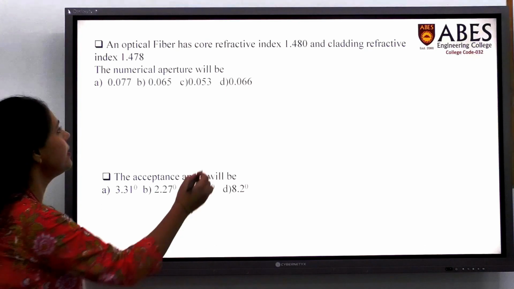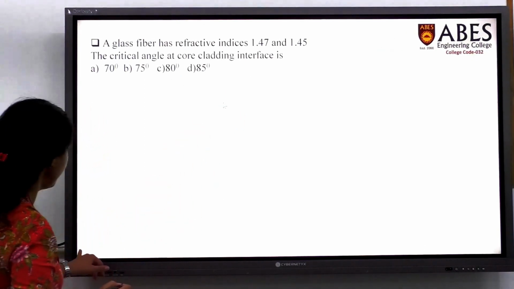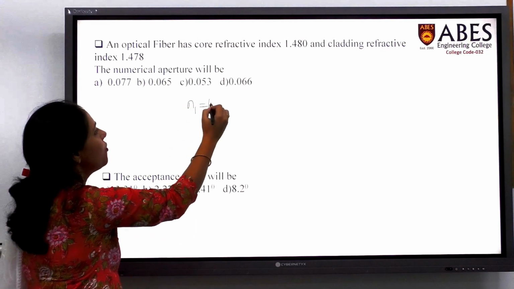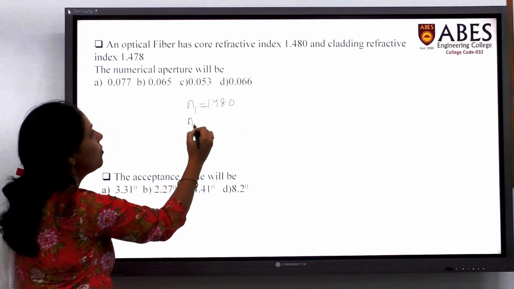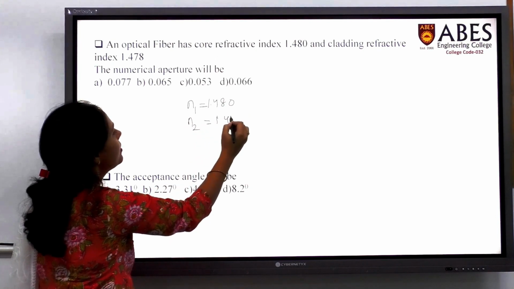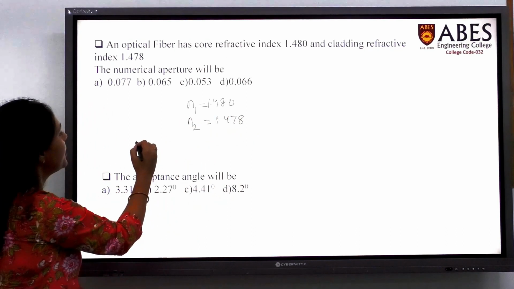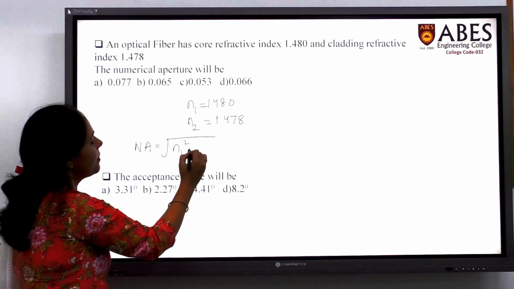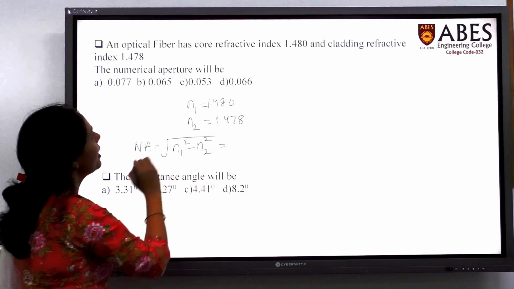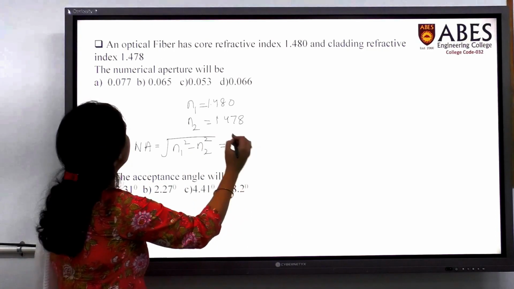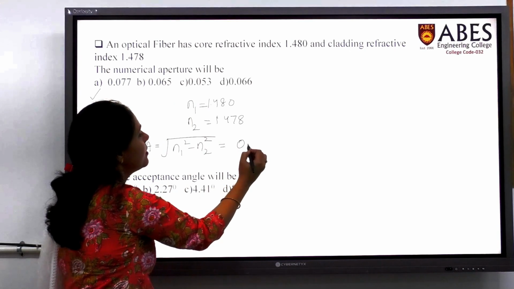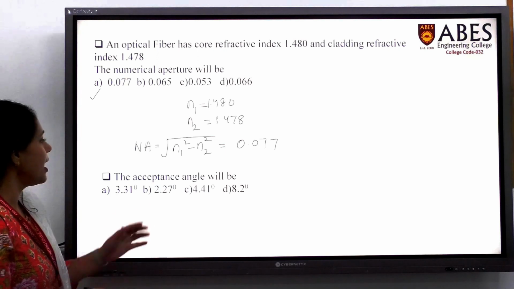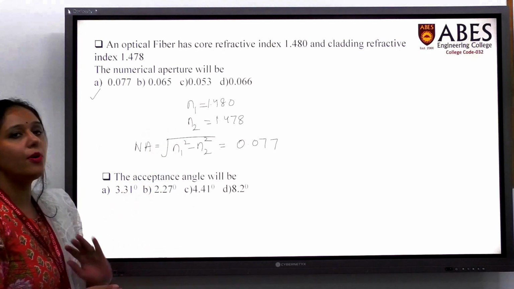So without any ifs and buts, we can easily say that n1 will be 1.480, n2 will be 1.478. We have to find the numerical aperture. We apply the formula under root of n1 square minus n2 square. We solve it and get the answer around 0.077.